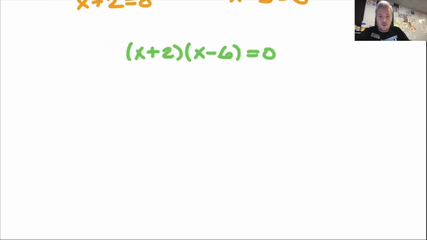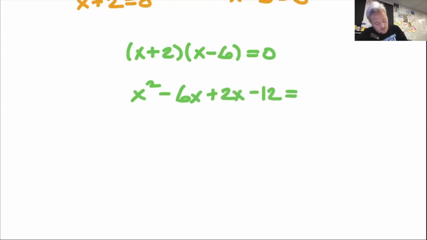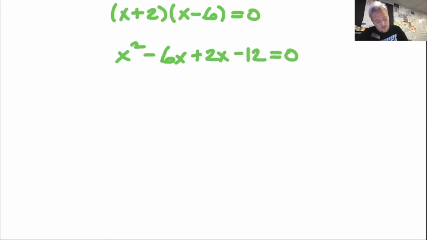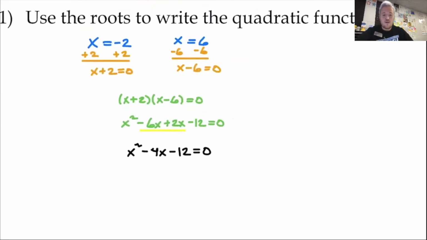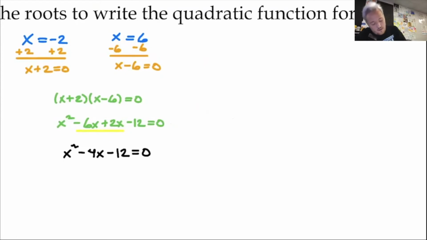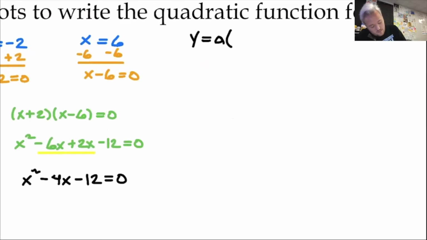All right, so I'm going to do FOIL again. So when I do FOIL, you're going to get x squared minus 6x plus 2x minus 12 equals 0. So I'm going to combine like terms. So the -6x and the 2x will combine so that you get x squared minus 4x minus 12 equals 0. All right, so now I need to do the regression form. So I'm actually going to go over here. So remember, y equals a parentheses, and then the binomial that you got, or not binomial, the trinomial.